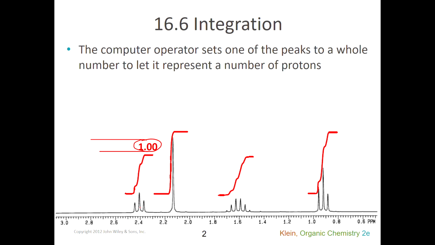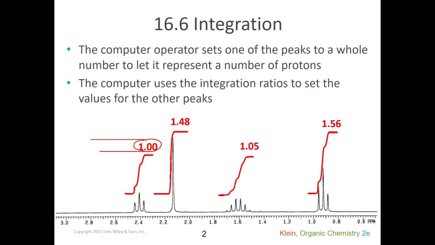One hydrogen on the structure is producing a signal. There are no equivalent hydrogens producing the same signal, so the signal only represents one hydrogen. If that were true, and I put that in, then the computer would automatically calculate the integrations of the other signals relative to that. And because this peak is so tall, the area under that is about 1.5 times the area under this one, right?